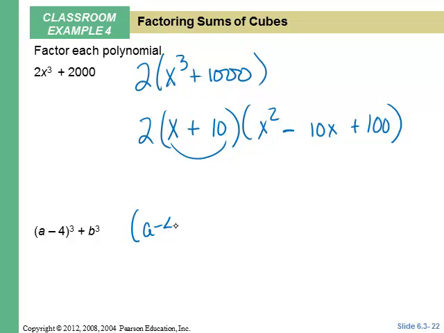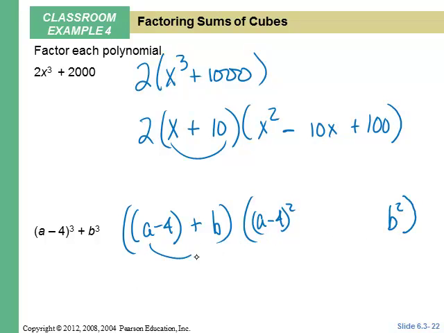Cube root of the first term, copy the sign, cube root of the second term, square the first term, square the last term, multiply these two together, and you have exactly one negative sign.